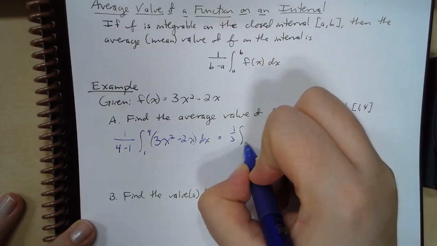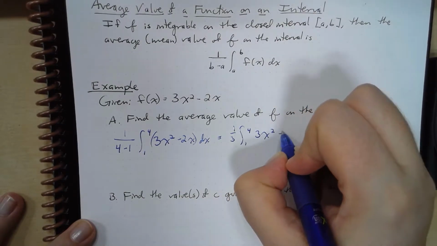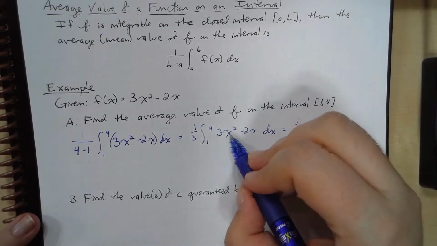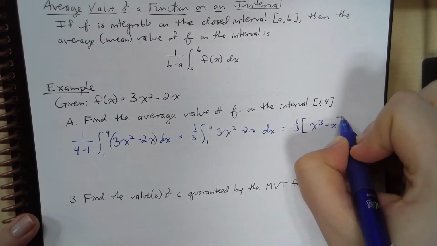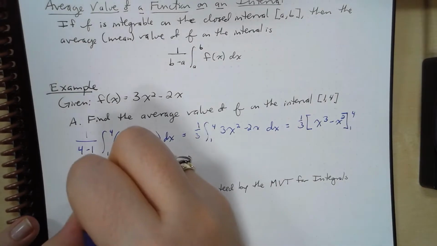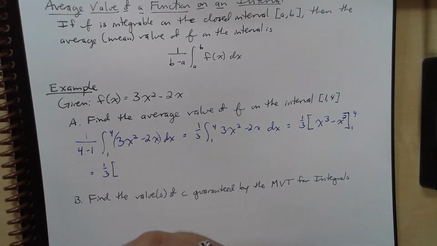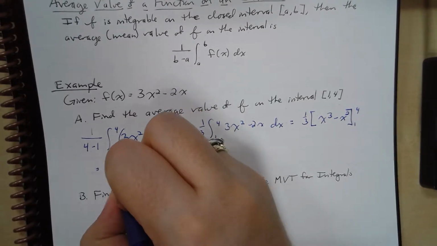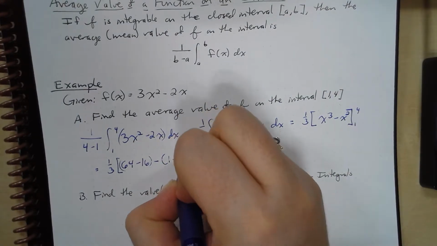So this is going to be equal to 1/3 times the integral from 1 to 4 of 3x squared minus 2x dx, which is equal to 1/3 times, okay, looks like x cubed minus x squared. And we're going to evaluate that from 1 to 4. So I'm going to have 1/3 times 4 cubed. What is that, 64? Yes, it's 64. I'm not as dumb as I look, kids. 64 minus 16 minus 1 minus 1.